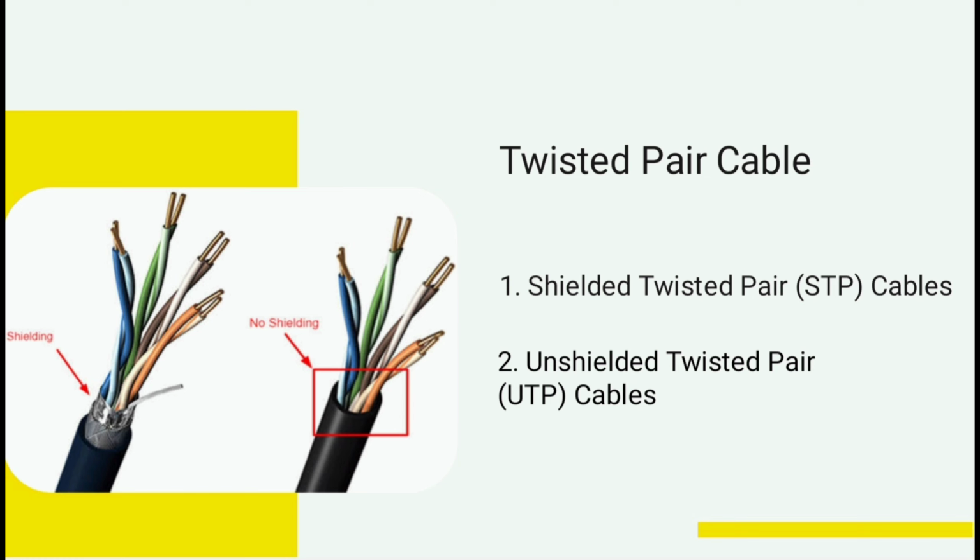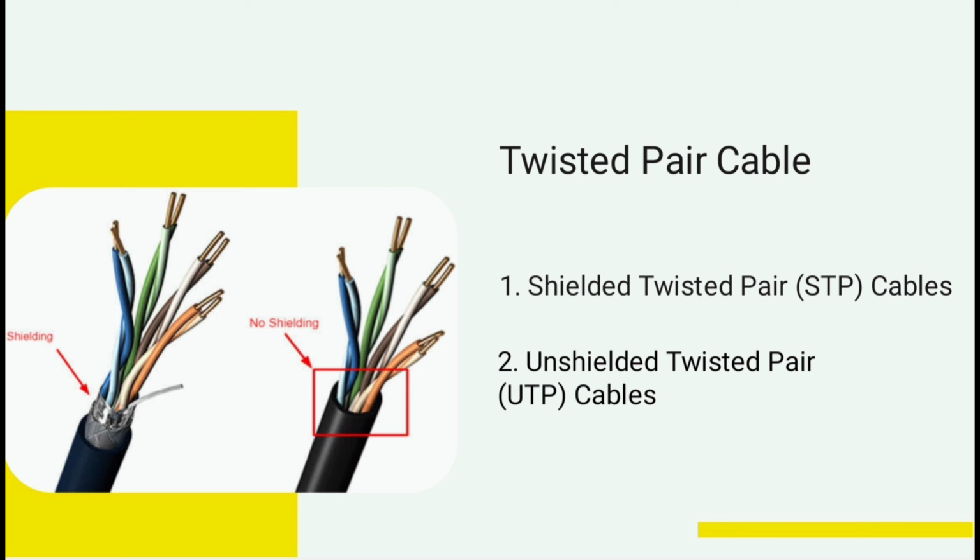Shielded twisted pair (STP) cables. STP cables have an additional layer of shielding around each pair of twisted wires, which helps to further reduce electromagnetic interference and crosstalk. STP cables are often used in high electromagnetic interference environments, such as industrial settings or areas with a lot of electrical interference. However, STP cables are more expensive than UTP cables and can be more difficult to install.